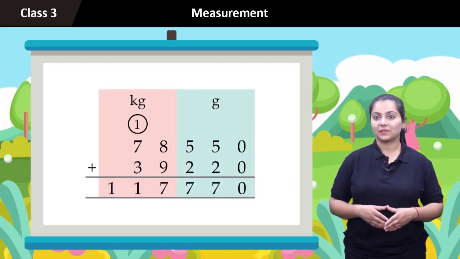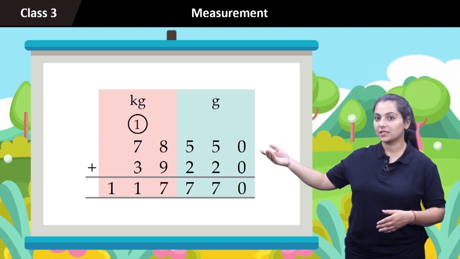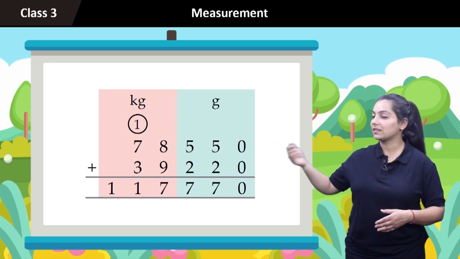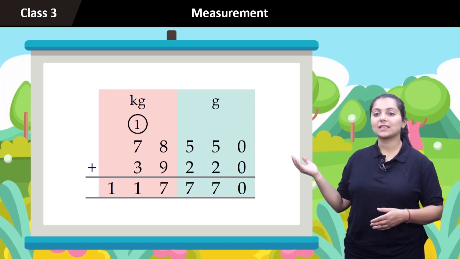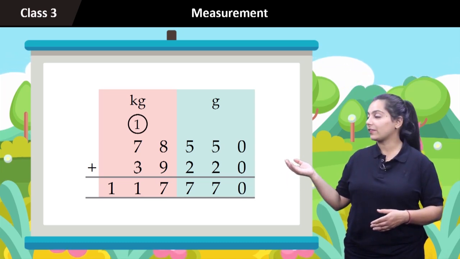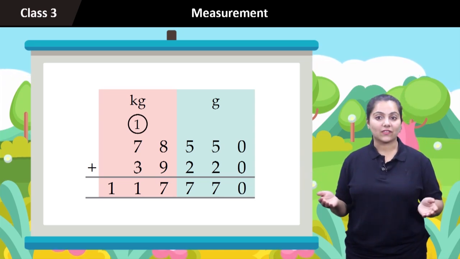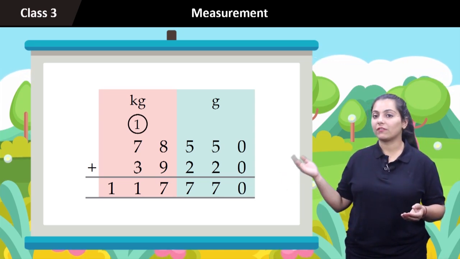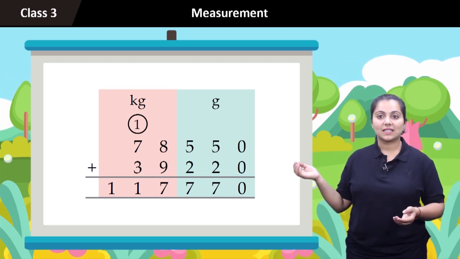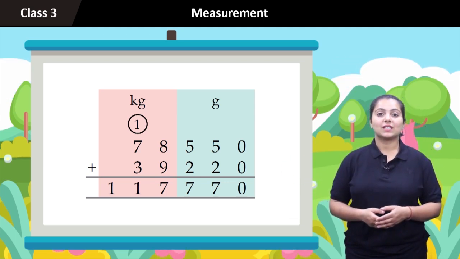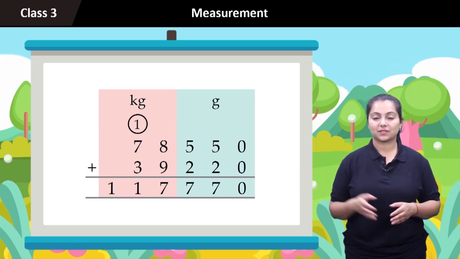Let's add them. First of all, we'll write them in columns: 78 kg 550 grams, 39 kg 220 grams. 0 plus 0 is 0. 5 plus 2 is 7. Then again 5 plus 2 is 7. Then 8 plus 9 is 17. 7 will be down and 1 will be carried to the next column. 7 plus 3, 10. 10 plus 1, 11. So the answer is 117 kg 770 grams.